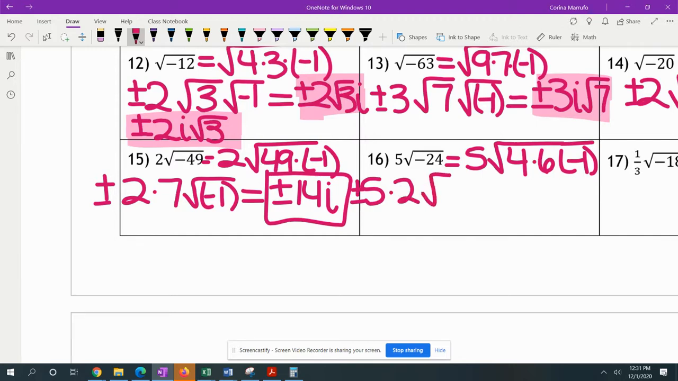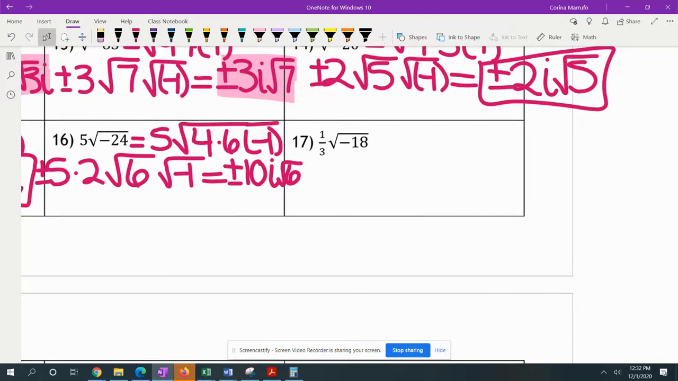And then the 6 is going to stay trapped inside the square root, and then we have the square root of negative 1. Now 5 times 2 is going to give us 10, so plus or minus 10. The 6 is going to stay trapped in the square root, and the square root of negative 1 gives us i. So i and the square root of 6. I kind of went into the other problem.